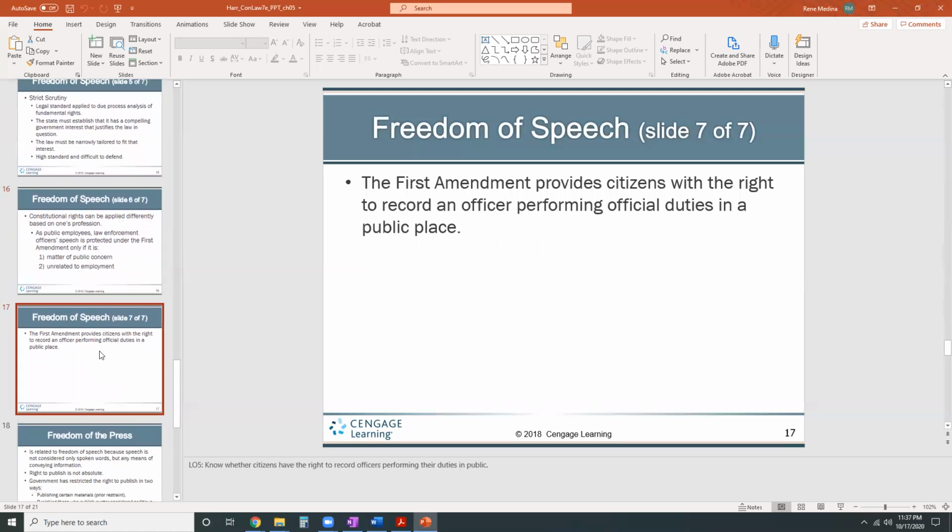Additionally, and this is something that many of you may want to know, the First Amendment actually protects a citizen's ability to record an officer performing their duties in a public place. So, if a police officer pulls you over and you believe that they're not treating you the way that you deserve to be treated, and you want to file a complaint, you could actually be tape recording the police officer, and that is protected under the First Amendment, freedom of speech.